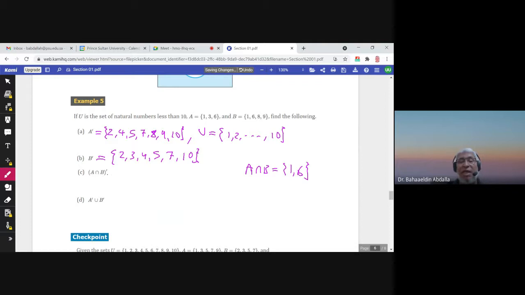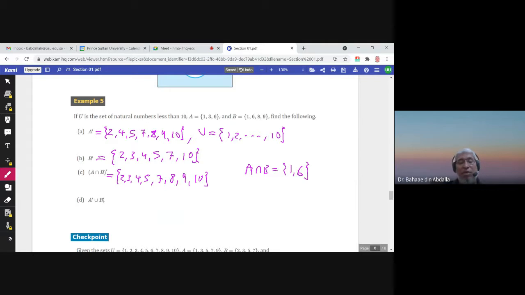So what is A intersection B complement? All elements in U that are not in A intersection B. So all elements in U except 1 and 6. So we have 2, 3, 4, 5, 7, 8, 9, and 10.